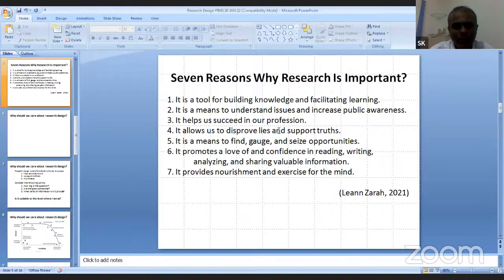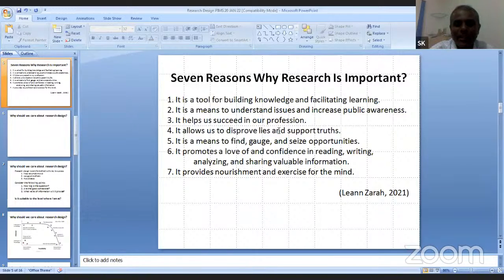Okay. So research promotes love of and confidence in reading, writing, analyzing, and sharing valuable information. The sixth one is what is most appealing to me, because this is what we do on a daily basis if you work in a college or a university. It provides us a love for reading, a confidence in reading about something that is published. It also pushes us into writing. You simply cannot read and sit. You have to write about it. You have to at least make slides, as I did, to explain it to other people.